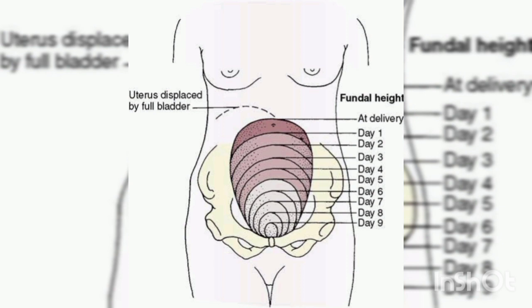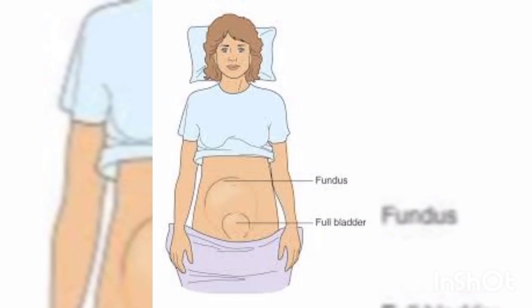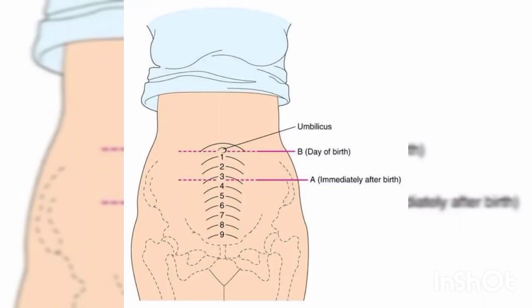Immediately after birth, the fundus is at the level of the umbilicus. One to 2 hours after delivery, midway between umbilicus and symphysis pubis. 12 hours after delivery, 1 centimeter or 1 finger breadth above the umbilicus. 24 hours after delivery, 1 centimeter or 1 finger breadth below the umbilicus. 48 hours after delivery, 2 centimeters or 2 finger breadths below the umbilicus. 72 hours after delivery, 3 centimeters or 3 finger breadths below the umbilicus.